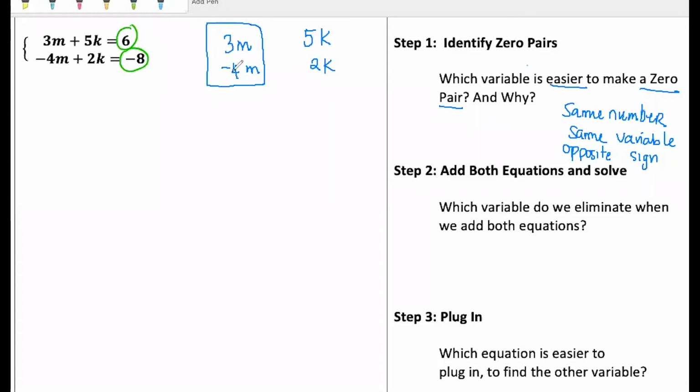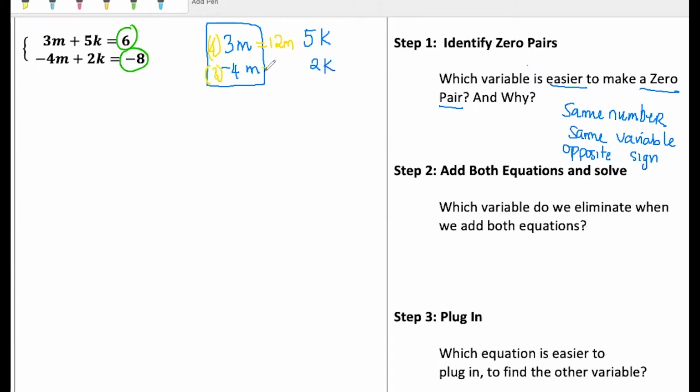So let's go ahead and find the LCM. So 3 and 4 don't go together. So what are we going to do now? Let's go ahead and multiply by what number? In here, I'm going to multiply 3 by 4. It's going to give me 12m. So that's the purpose of doing that. And over here, I'm going to multiply this by 3.